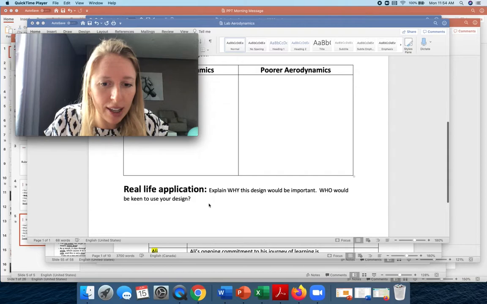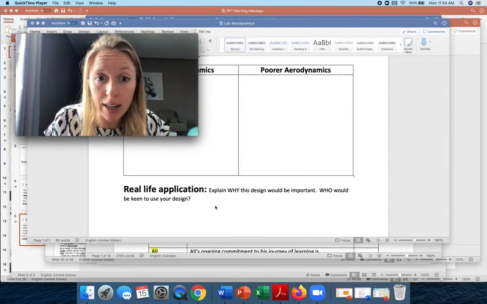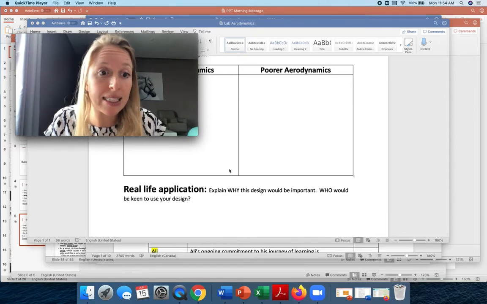Then the real life application. Okay, so explain why this design would be important. Who would be keen to use your design? Who would like to know about this? Who would be interested in this design?